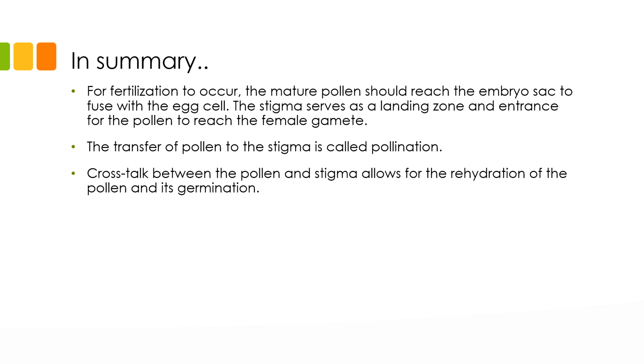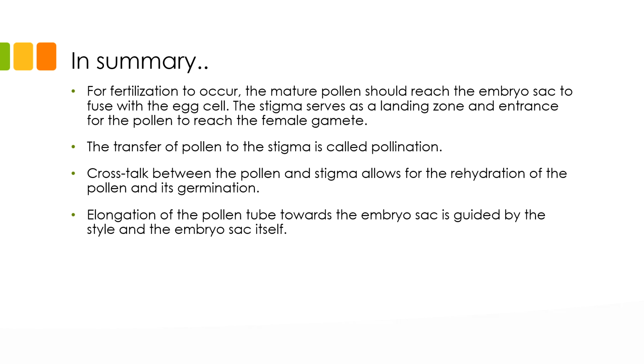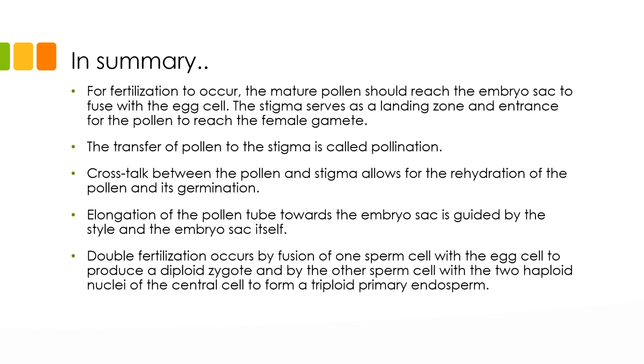Elongation of the pollen tube towards the embryo sac is guided by chemical attractants secreted by the style and the embryo sac. When the pollen tube reaches the embryo sac, two sperm cells are released. One sperm fuses with the egg to produce a diploid zygote, and the other sperm fuses with the central cell to form a triploid primary endosperm. This fusion of each of the sperm with the egg and the central cell is called double fertilization.